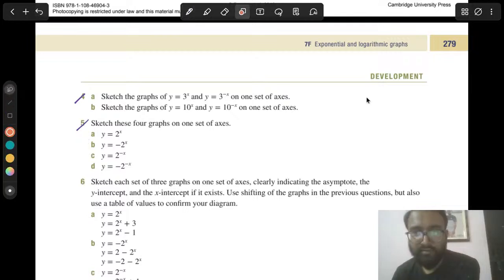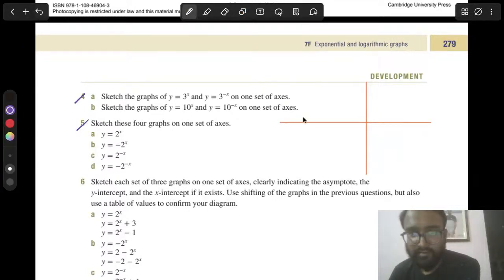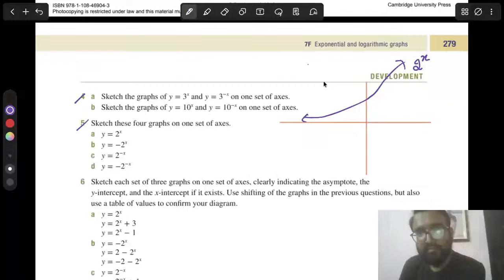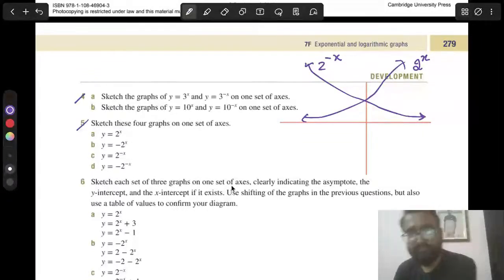So if you see, this is graph, this is graph, and 2 power x is this. Okay, 2 power x is this. This is 2 power x, and this is 2 power minus x. Clear?